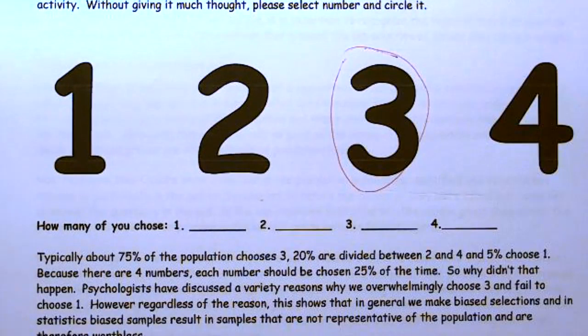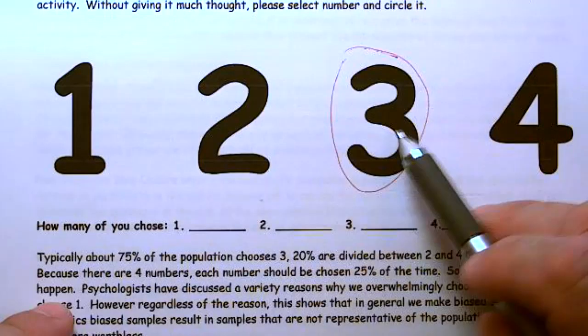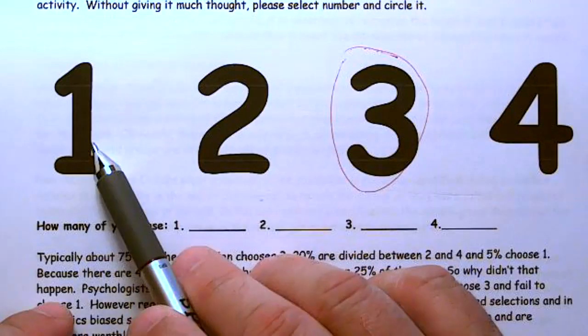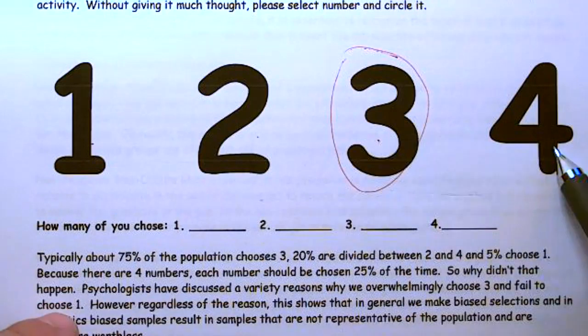And you're like, okay, so what? So I choose 3. Only about 5% choose 1. But if you think about it, there are 4 numbers there, so this shouldn't be chosen 75% of the time. It should have been chosen 25%. So this should be chosen 25, this is chosen 25, this is chosen 25, and this is chosen 25. But it turns out 3 is overrepresented.